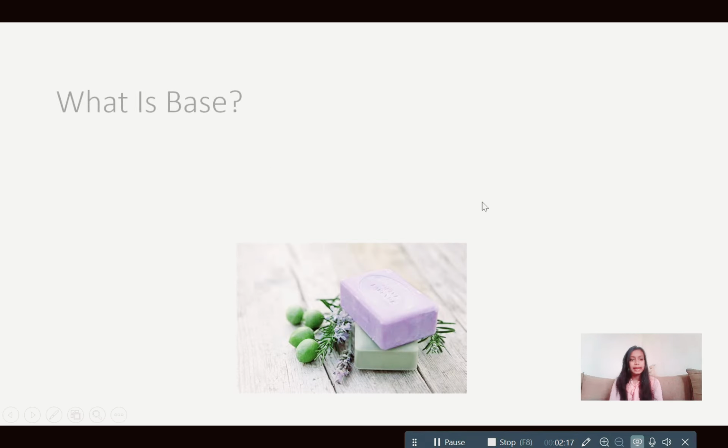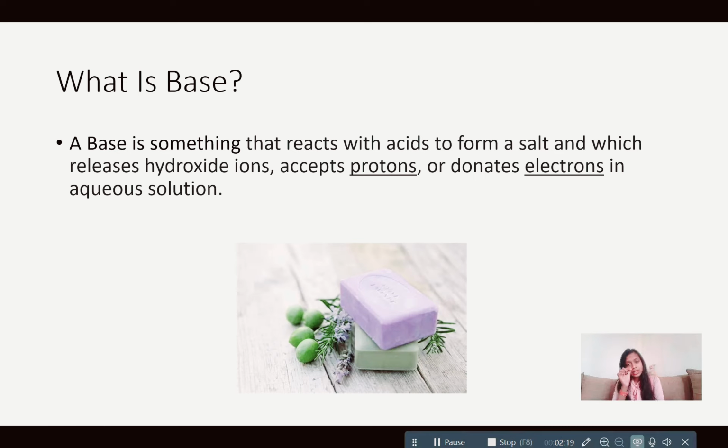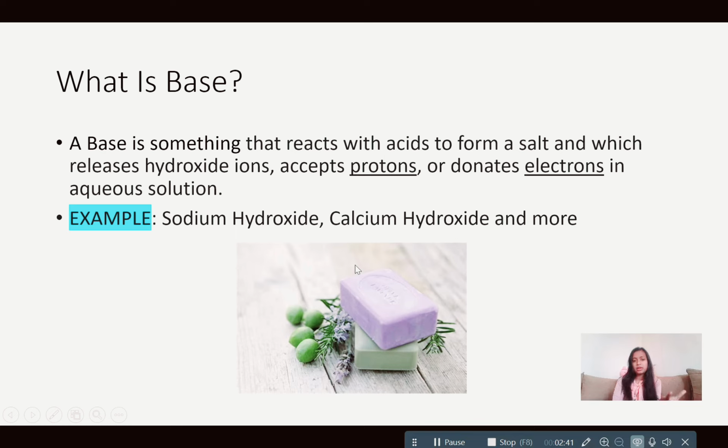So a base is something that reacts with acids to form a salt. This process is known as neutralization. A base releases hydroxide ions, accepts protons, or you can say it donates electrons in an aqueous solution, a water-based solution. You can see the soap over here. This is soapy to touch. Anything soapy to touch, that means that is a basic thing, okay? Now let us move. Examples: sodium hydroxide, calcium hydroxide and many more, okay?